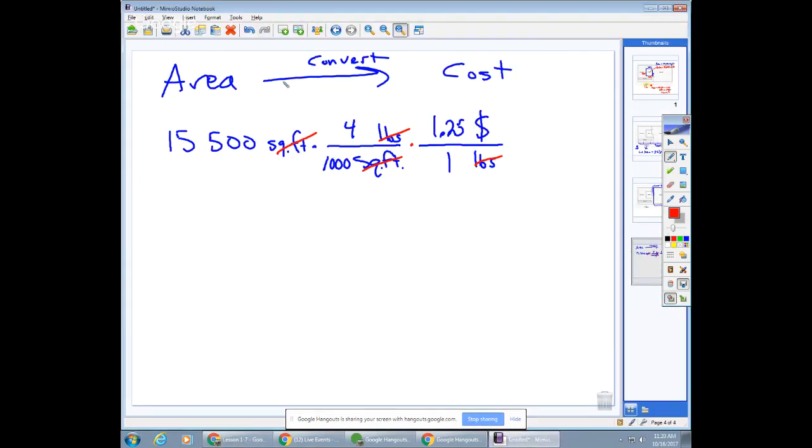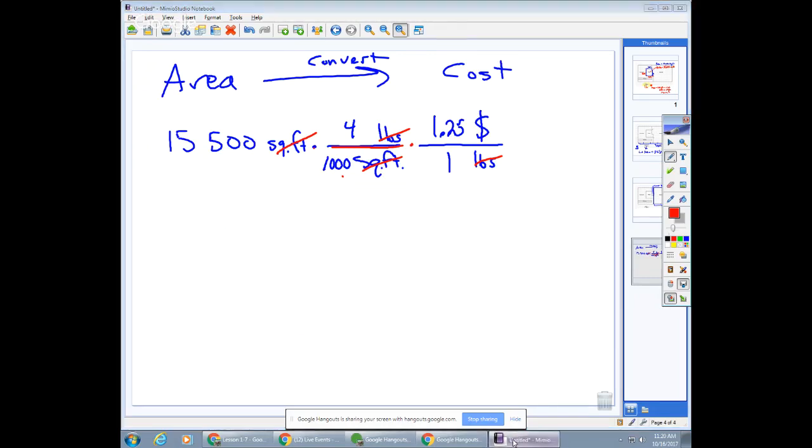So I can convert my area to cost if I multiply by the ratio of 4 pounds per 1,000 square feet, and then multiply by the $1.25 per pound. And notice square feet goes away, pounds go away, that leaves me dollars behind. So I want to take my 15,500, multiply by 4, divide by 1,000, and then multiply by 1.25. So we're going to plug that into our spreadsheet.